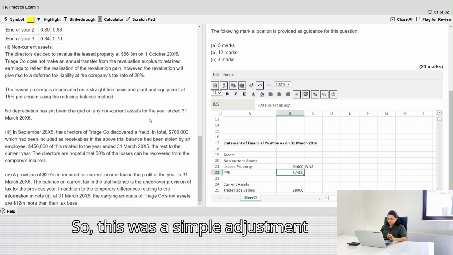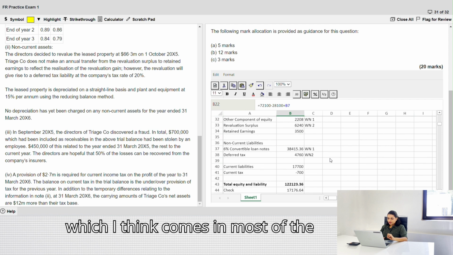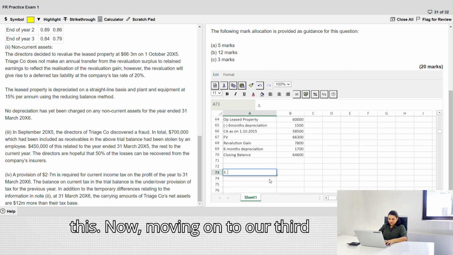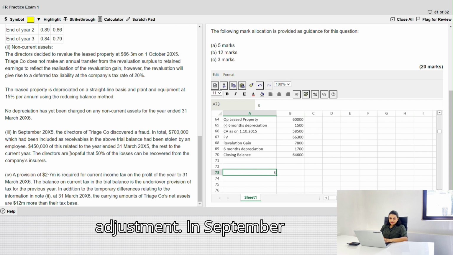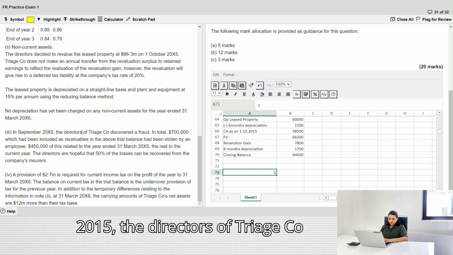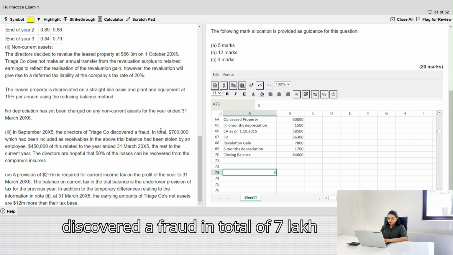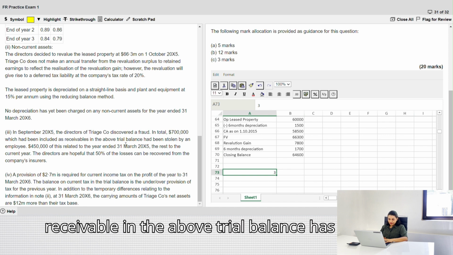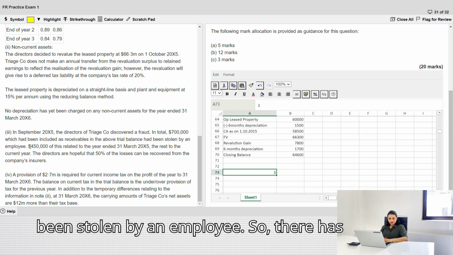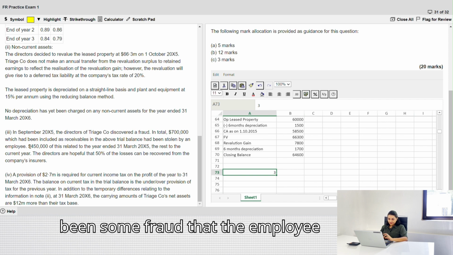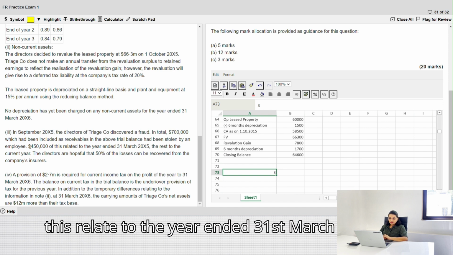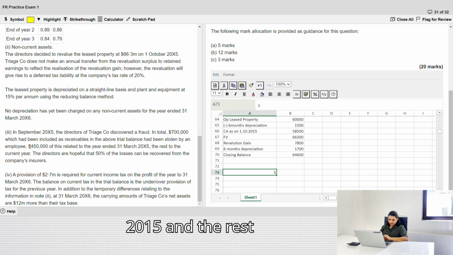So this was a simple adjustment which I think comes in most of the questions. So you guys will be aware of this. Now moving on to our third adjustment. In September 2015, the directors of Triage Co. discovered a fraud in total of $7 lakh which had been included as receivable in the above trial balance has been stolen by an employee. So there has been some fraud that the employee has done. $4,50,000 of this relate to the year ended 31st March 2015 and the rest to current year.